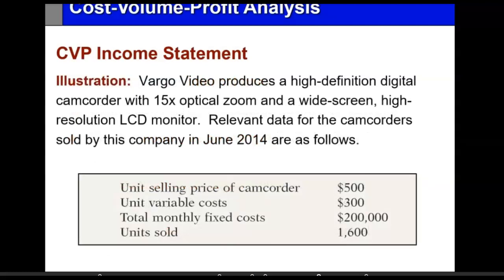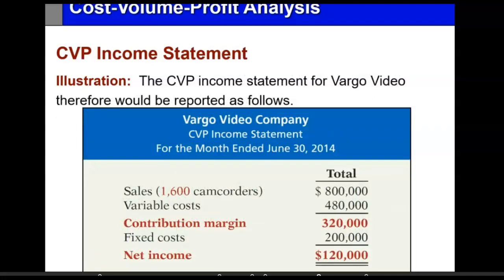Okay, so with the CVP income statement, for example, here we have the company. Unit selling price, 500, variable cost, 300, monthly fixed cost, 200,000, units sold, 1,600. So our CVP income statement would show sales, 1,600 camcorders at 800,000. Variable costs at 480, contribution margin 320, fixed cost 200, and profit of 120. So that is the cost volume profit income statement.